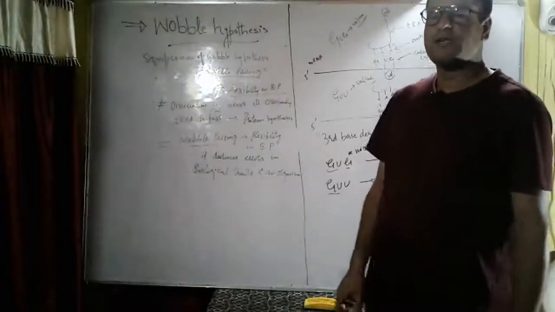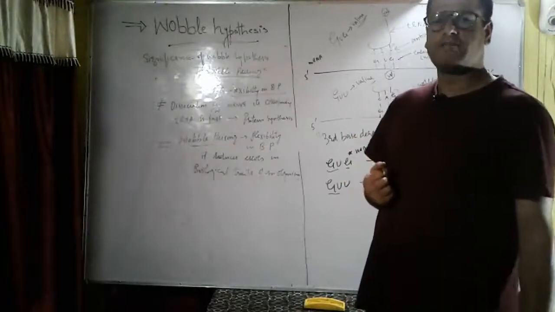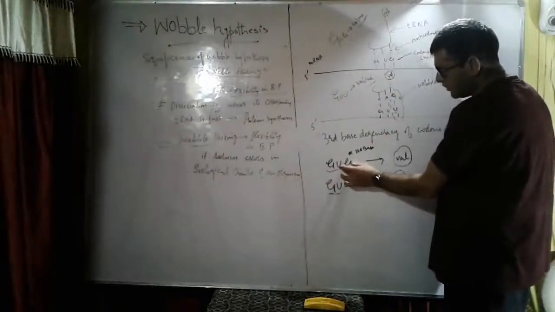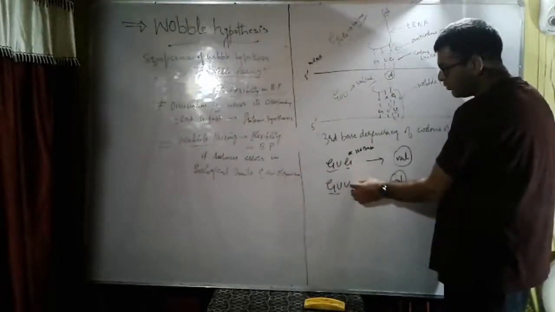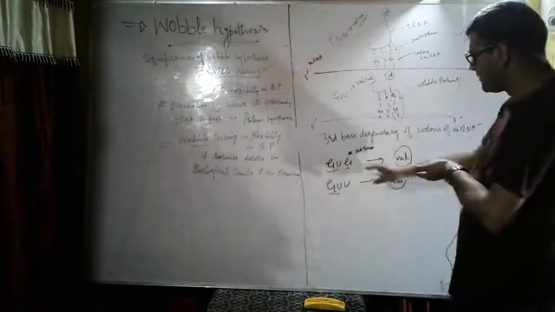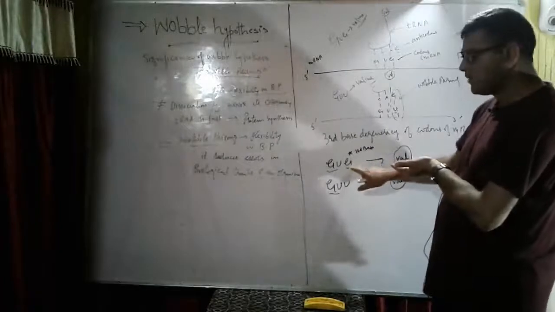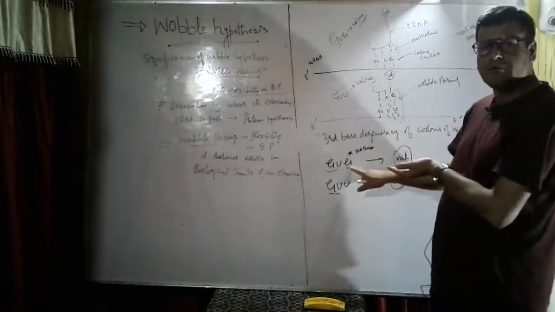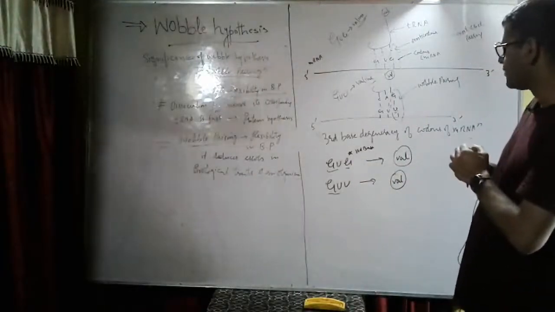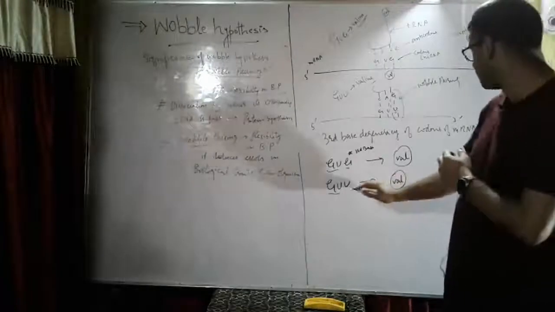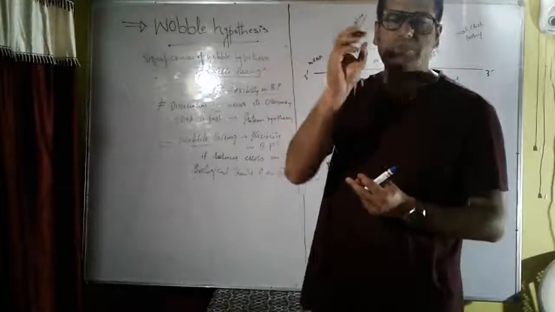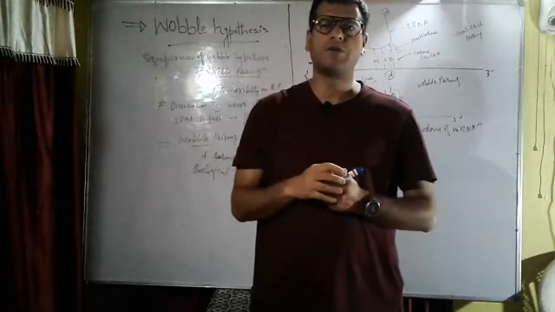The third base may wobble in specifying the amino acid. Here we have altered this G to U, but still the same amino acid valine is specified. That means this third base is not important. This wobble hypothesis is simply called third base degeneration of codons of mRNA.